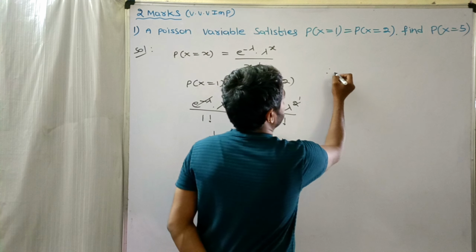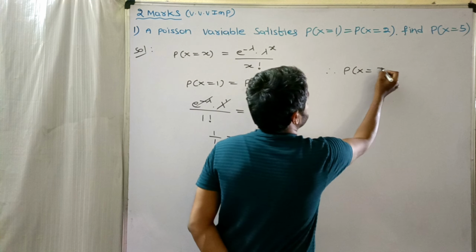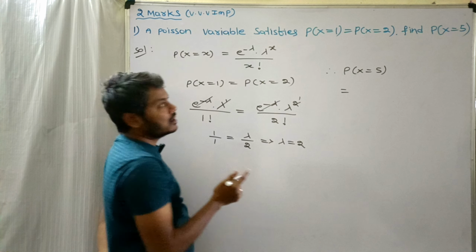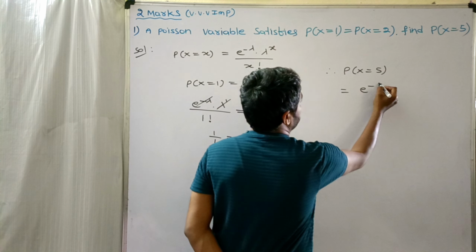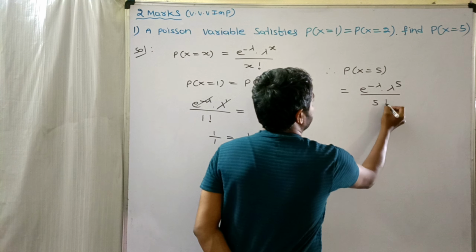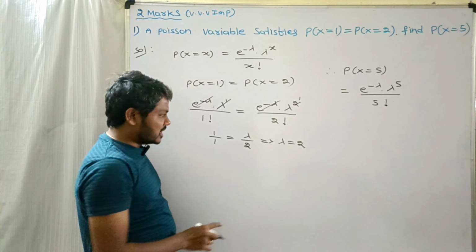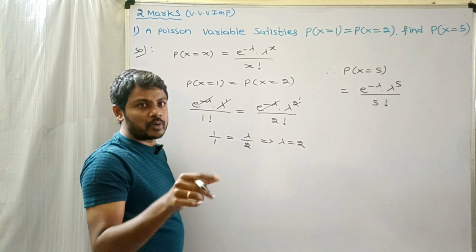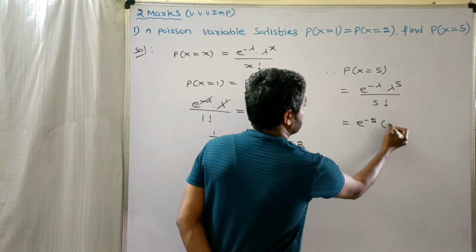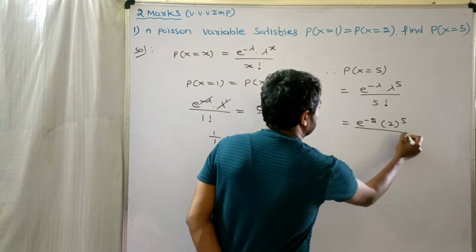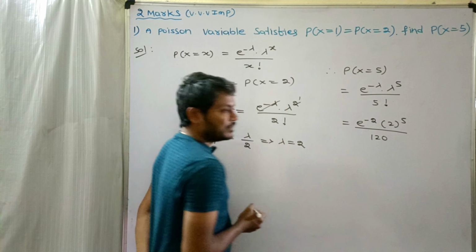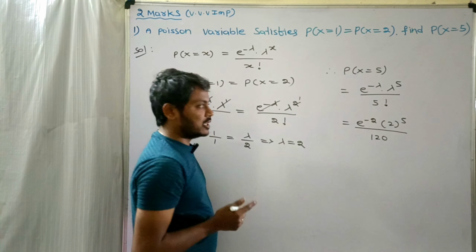So we can find P(X=5). Just replace x by 5. That is e power minus lambda into lambda power 5 divided by 5 factorial. Since the lambda value is 2, replace lambda by 2, which is e power minus 2 into 2 power 5 divided by 5 factorial, meaning 120. That is the product of the first 5 natural numbers.